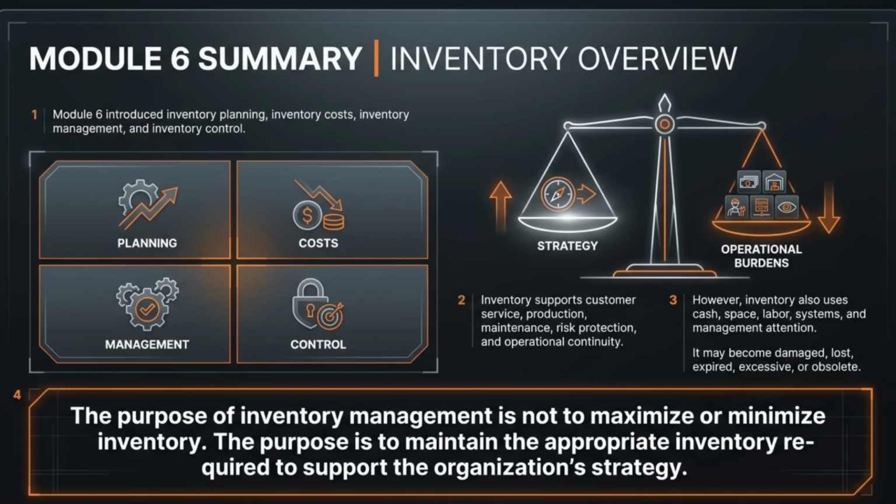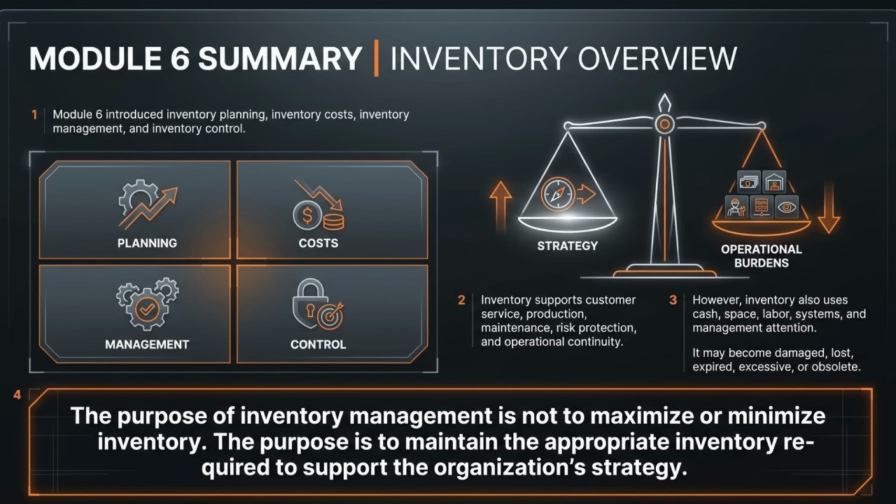Overall Module 6 Summary. Module 6 introduced inventory planning, inventory costs, inventory management, and inventory control. Inventory supports customer service, production, maintenance, risk protection, and operational continuity. However, inventory also uses cash, space, labor, systems, and management attention. It may become damaged, lost, expired, excessive, or obsolete.